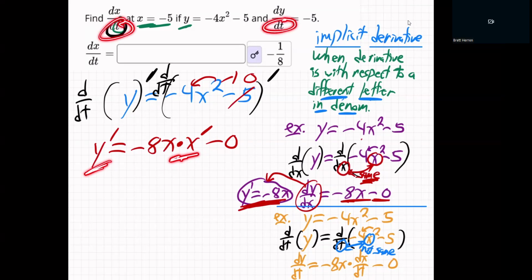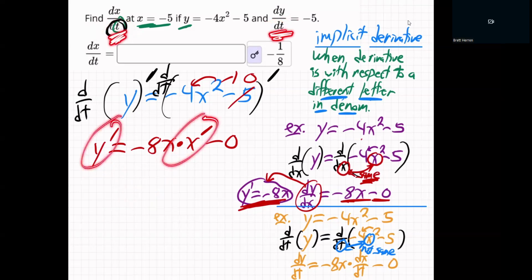Back in chapter 3, we were taking derivatives with respect to x on the bottom. So when we came to the x, that was the same letter, so we didn't need to do the implicit thing. But in this chapter, it's all about time. So we're taking derivatives with respect to time, and neither one of these are t's. So both x and y are treated with implicit differentiation.